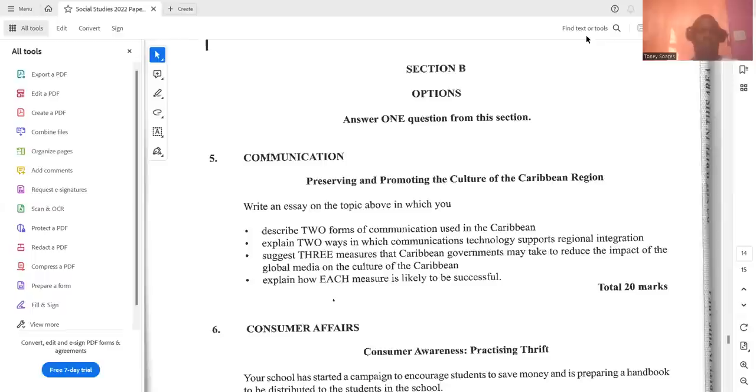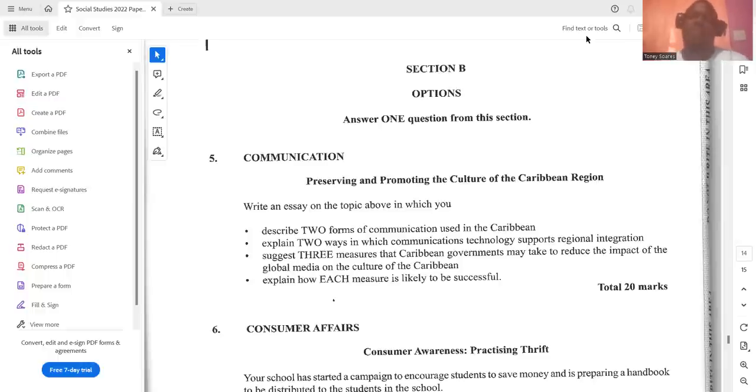Good. Now, suggest three measures that Caribbean governments may take to reduce the impact of the global media on the culture of the Caribbean. So look closely. They are asking for three measures that Caribbean governments may take. It must be something that the government can do to reduce the impact of the global media on the culture of the Caribbean. And when they say global media, we know they are talking about worldwide. And then you are going to justify why each measure is likely to be successful.